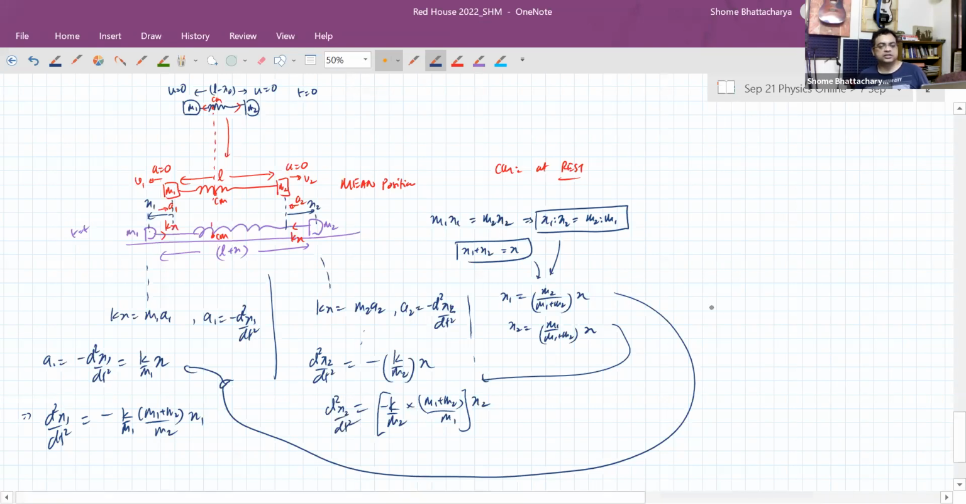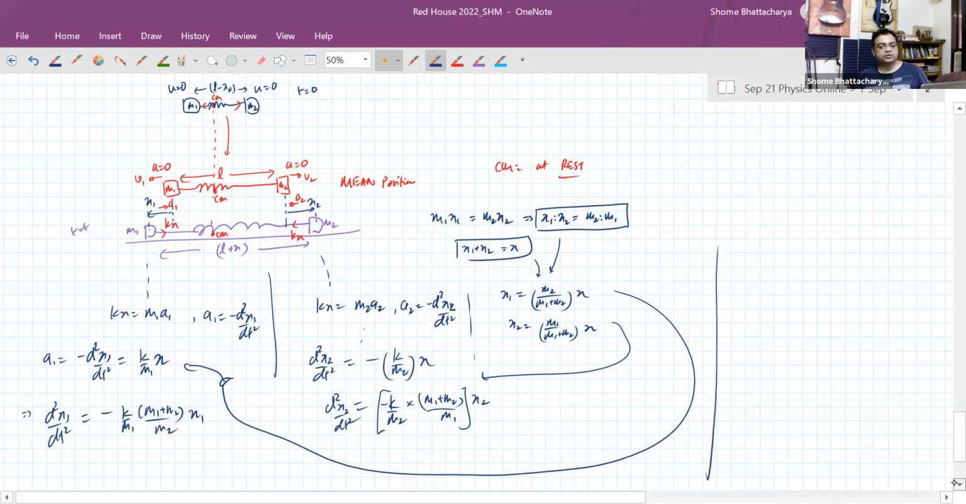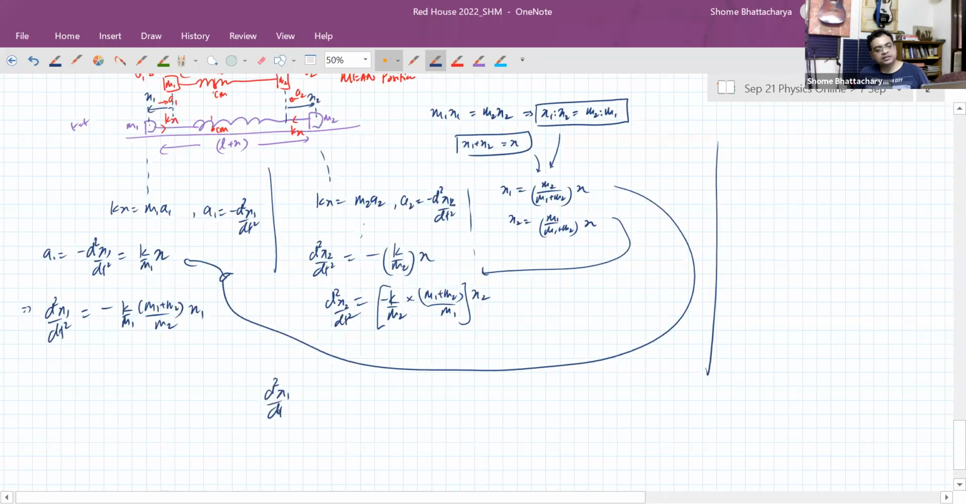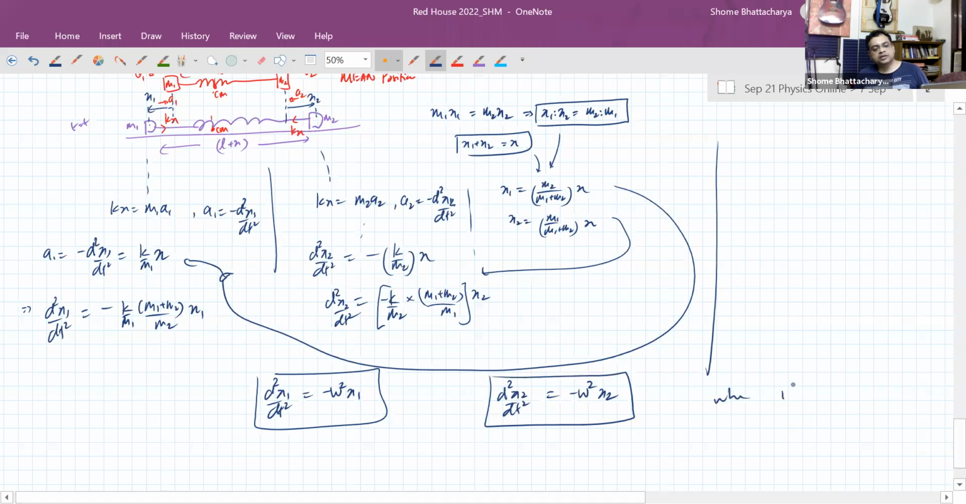The omega square is the same for both the equations. So from here you can see that for both the equations, d2x1 by dt square is minus omega square x1, and d2x2 by dt square is minus omega square x2, where omega square is this common term. It is k into (m1 plus m2) upon m1 m2. So it is k divided by reduced mass.